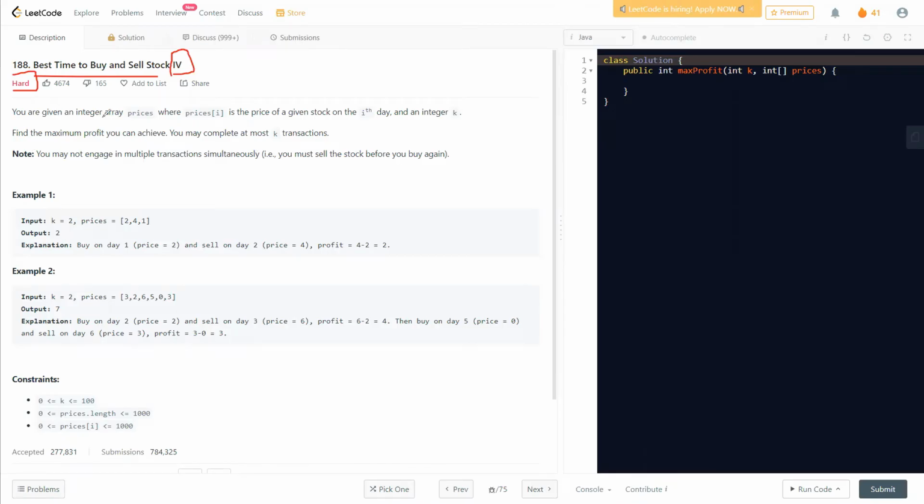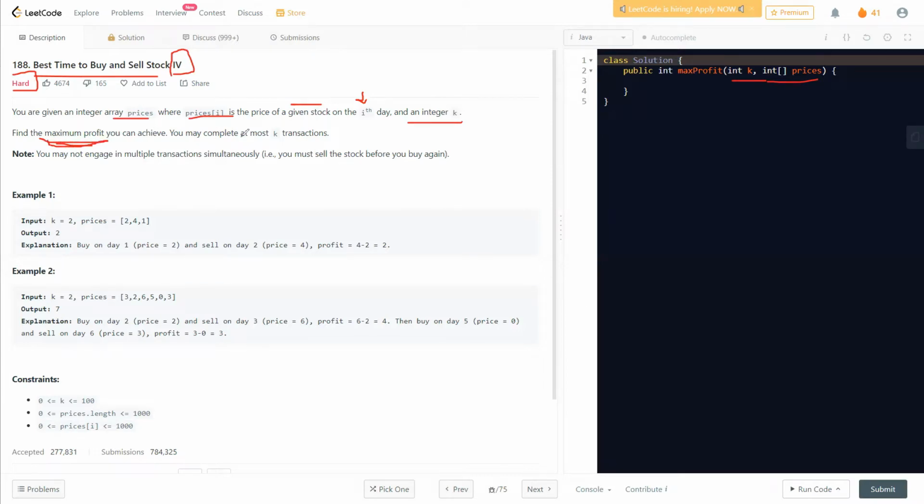So the question says you are given an integer array prices where each price is the current day's price, and an integer k. Okay, so prices and integer k. So prices[i] is the price of a given stock on the ith day. Fine, so that's the normal array. The array simply represents the price of the stock on that day. Fine, so we need to find the maximum profit.